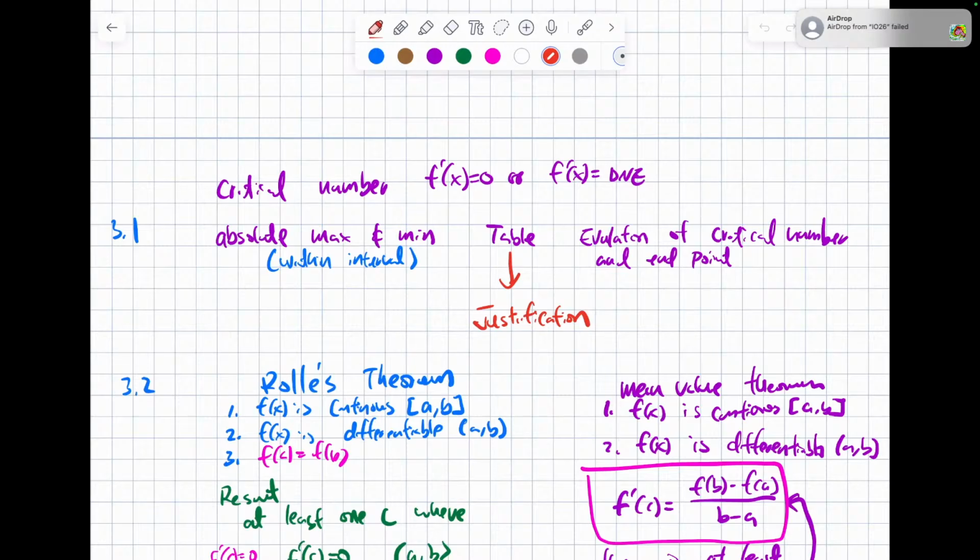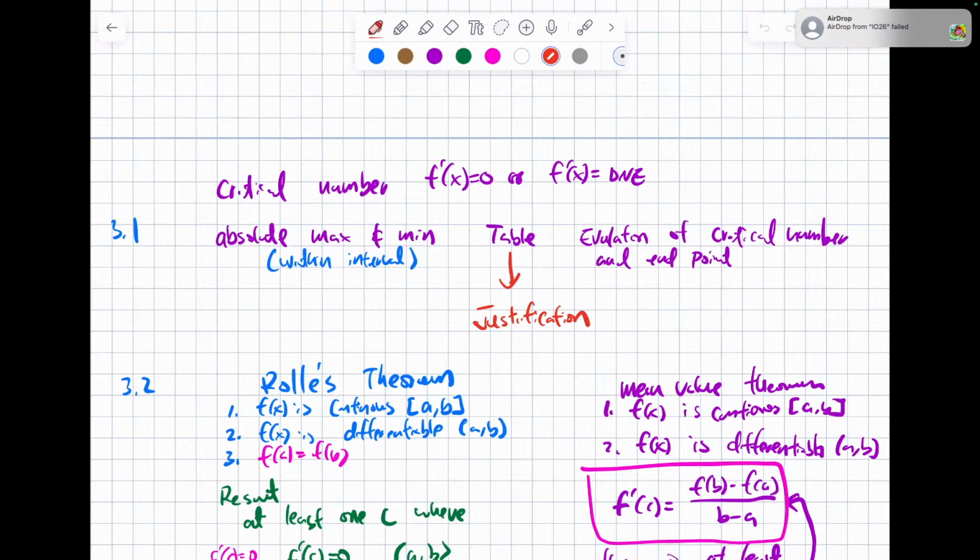Please, not including endpoints. And it's also known that the easier way to remember the Mean Value Theorem is: tangent line equals secant line. In section 3.3, we talk about f prime x greater than 0, f of x is increasing; f prime x less than 0, f of x is decreasing.